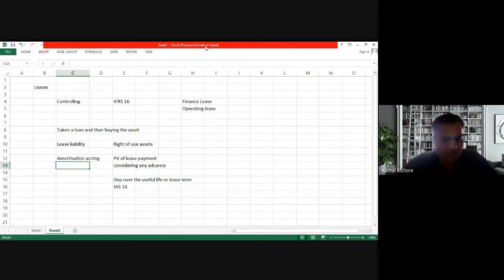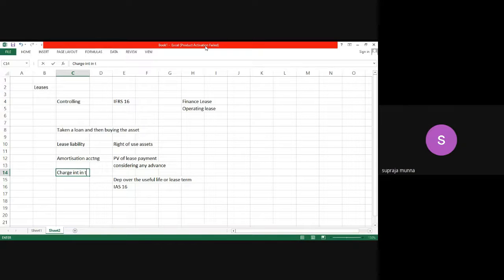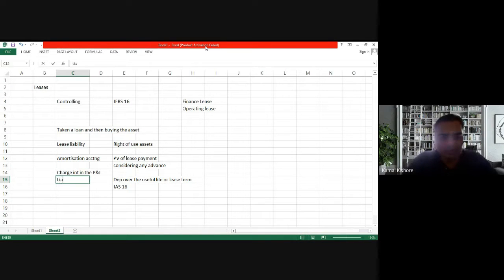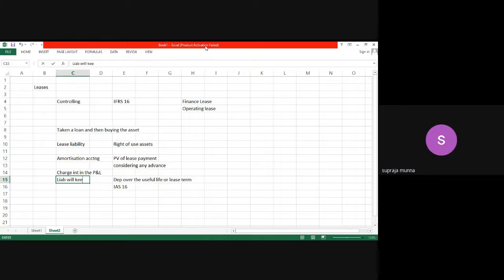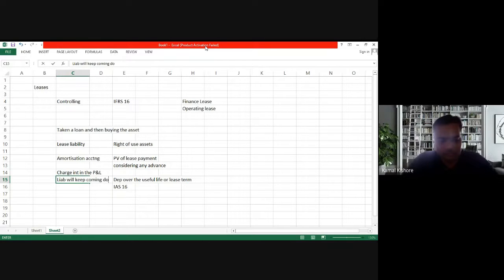You will follow amortization accounting. That means you will charge interest in the P&L, and the liability will keep coming down year on year. Okay, so this is at the high level.